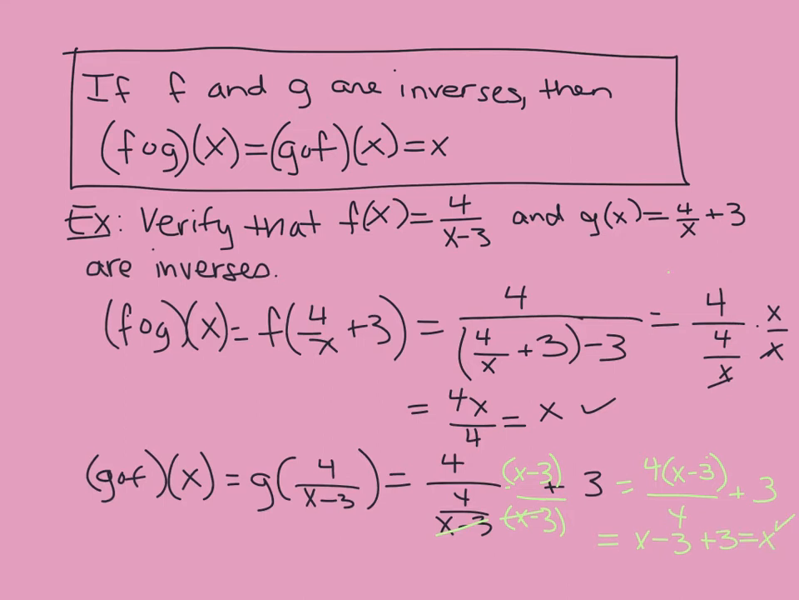So I've verified that. You can write a sentence if you want. You can say f of g of x equals g of f of x equals x, so f and g are inverses. That's a nice thing to do, but you don't have to. If you get all of these and show that they're x, you're doing well.